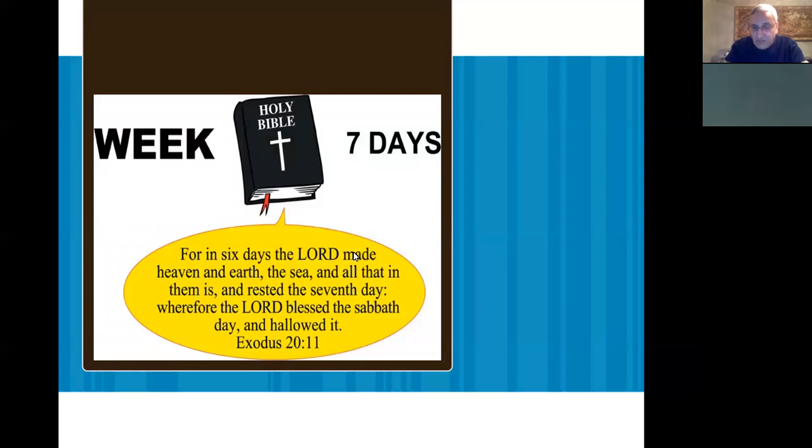That's the verse here, Exodus 20:11. For in 6 days, the Lord made heaven and earth, the sea, and all that is in it, and rested on the seventh day. Therefore, the Lord blessed the Sabbath day and made it holy. So that's an important verse. The Ten Commandments are not symbolic. The Ten Commandments are written by the hand of God. So the Ten Commandments tell us in commandment number 4 that the earth and heaven were made in 6 days.